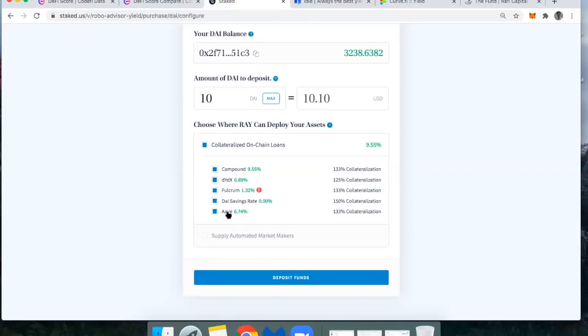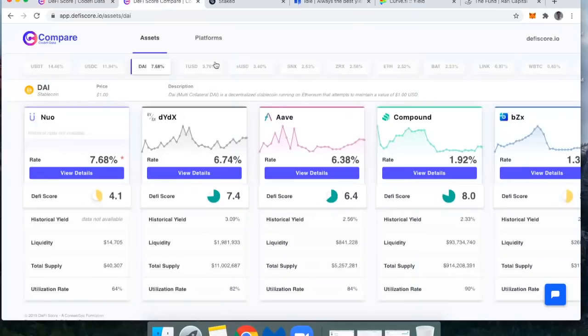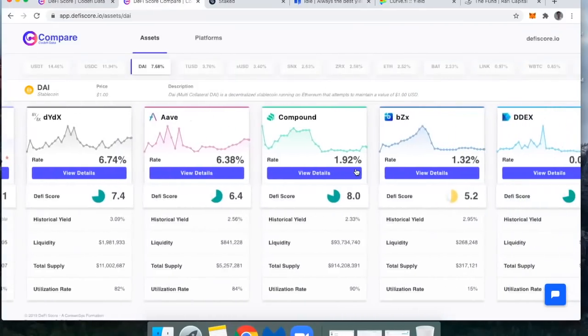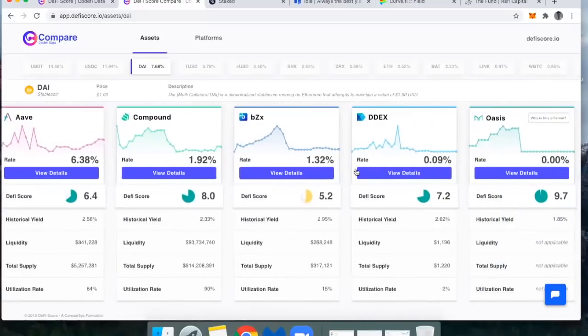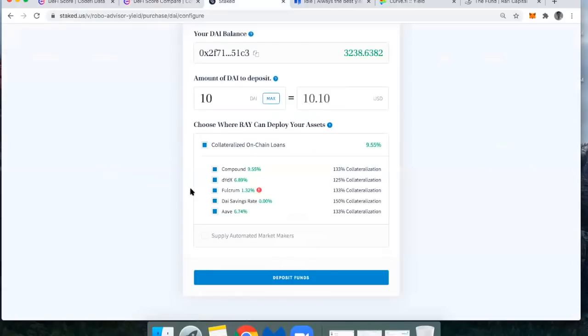Now, there are 5 different pools that RAI optimizes lending interest across, and that's all here. The DAI savings rate refers to Oasis. If we look back at the DeFi score, you'll notice it is over here, with the 9.7 score. Another thing to note is that they are no longer lending to Fulcrum, but they may in the future. The lending was shut off to Fulcrum due to the flash loan incident that happened with bZx.